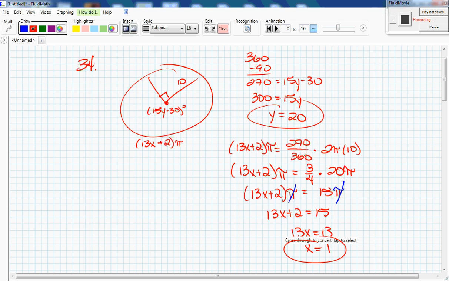So x must be equal to 1 in order for this arc to measure 15 pi, which we know it must because it's 3/4 of the circumference of a circle with a radius of 10, which would give us a total circumference of 20 pi, and 3/4 of that is 15. So that's what it has to be in order for this to work. And that is how you solve question 34.